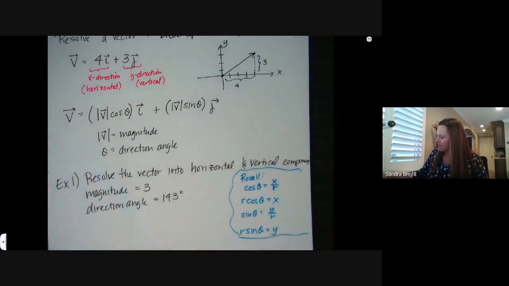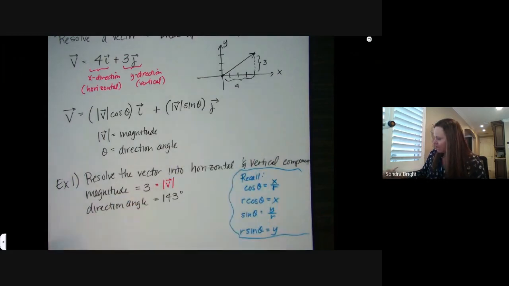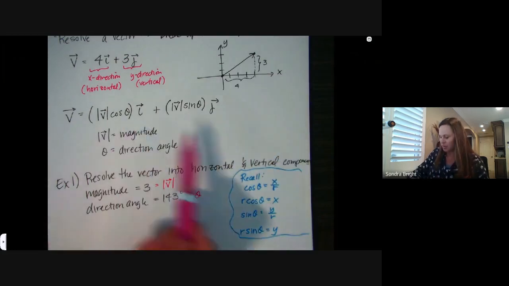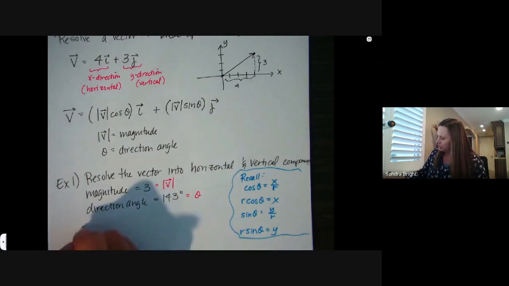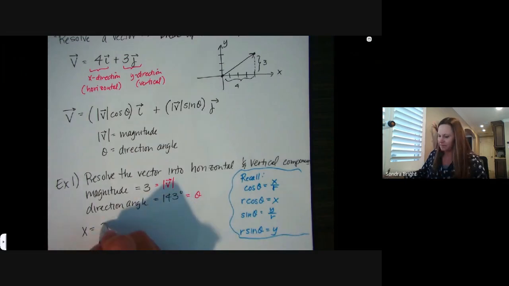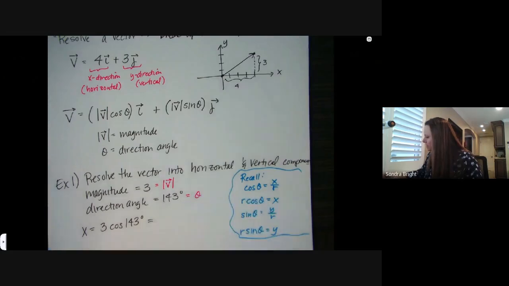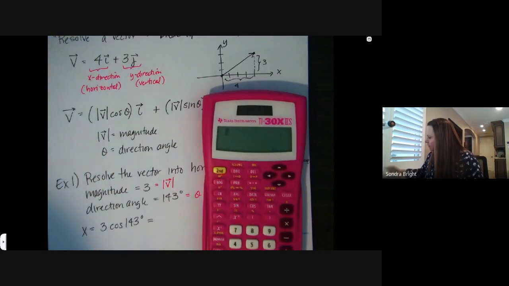Okay, so what do I have? Magnitude, that means this is absolute value of my vector v. Direction angle is the theta when I was talking about these guys. And so let's find the x part first. x is going to equal the magnitude times the cosine of theta. So 3 times cosine of 143 degrees. And put that in your calculator since it's not one we've got memorized, right? 3 times cosine of 143 degrees.